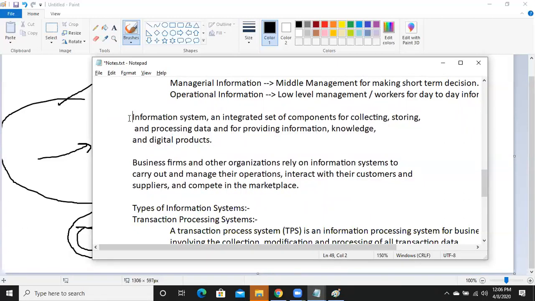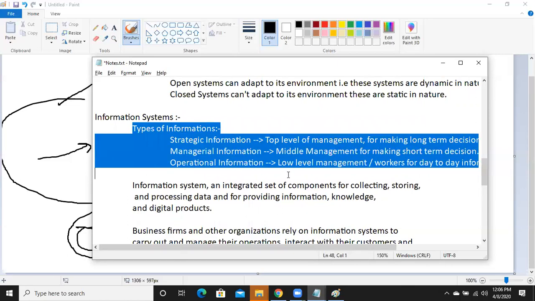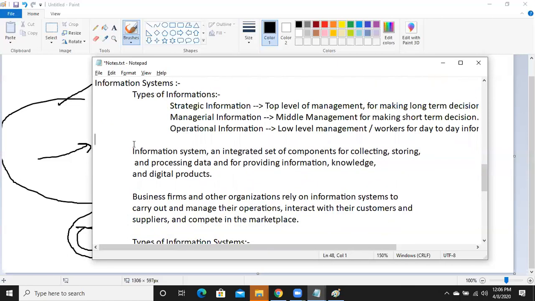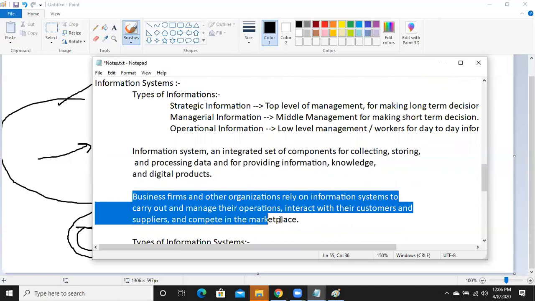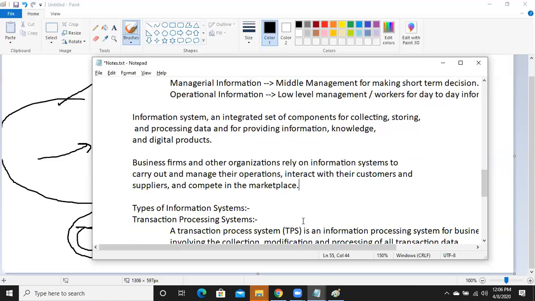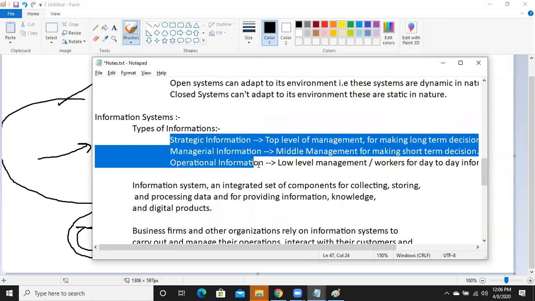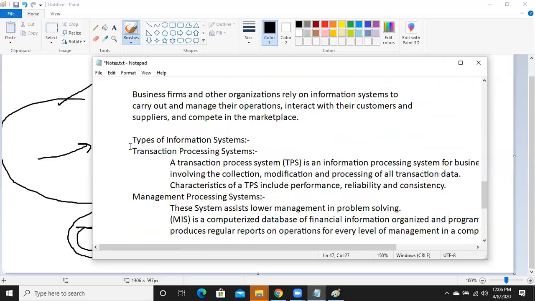So we can write about it, right? If we are having a 12-mark question in our examination, we have to write about this. First we have to write about what is information, then the types of information, and then we have to start with what is the information system, where this information system is used, what are the inputs required. So input is basically this: strategic information, managerial information, and operational information. Okay, so now we have further classified these information systems.